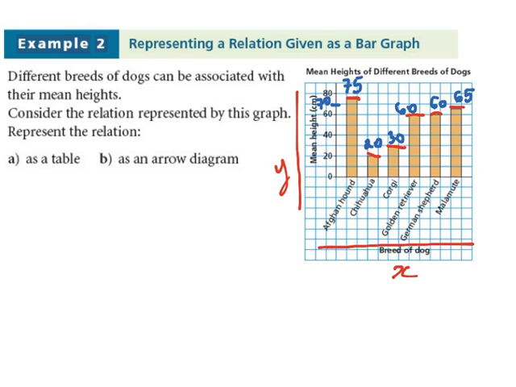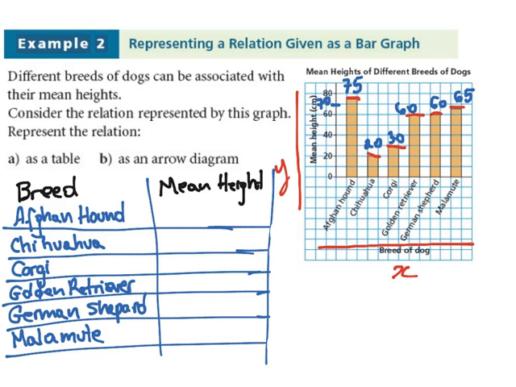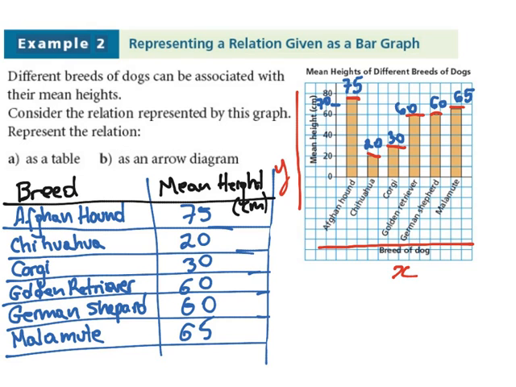So let's use a table. Afghan Hound is 75 centimeters average, and Chihuahua is 20, Corgi is 30, Golden Retriever 60, German Shepherd 60, and Malamute is about 65. And they're all in centimeters, so we're going to put centimeters right there. And this is your table. Now we're going to represent this as an arrow diagram.